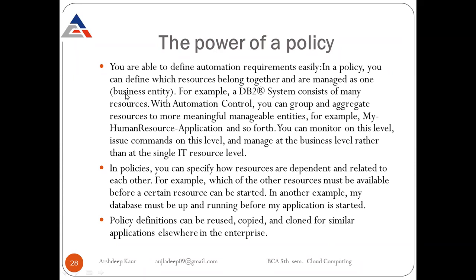For example, a DB2 system consists of many resources. So with automation control, we can group and aggregate the resources in a single unit. You can monitor on this level, issue commands on this level, and we can manage at the business level. So in policies, we have to specify how resources are dependent and related to each other. We need to know about the dependency of resources and how they are connected with each other.